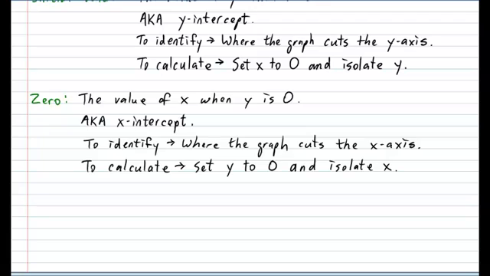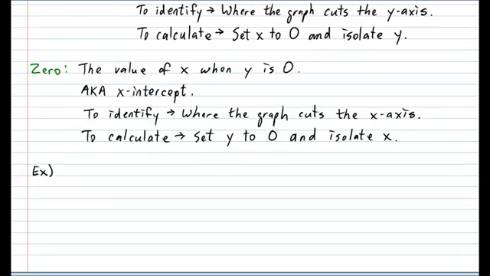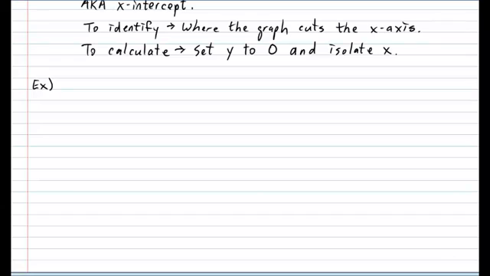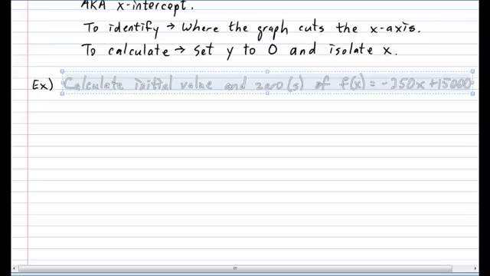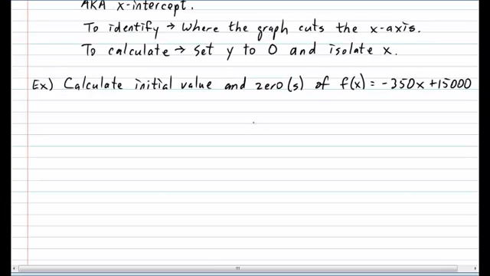Now let's do a few examples. So I would like you to put EX. So first example, I'd like you to calculate the following. I want you to determine the initial value and the zeros of the function minus 350x plus 15,000. So, here's how I expect your work to look like. Let's do the initial value first. I personally think this is always the easiest one.